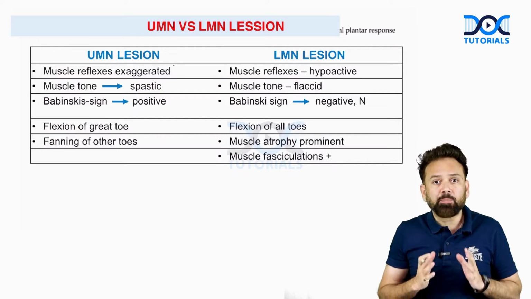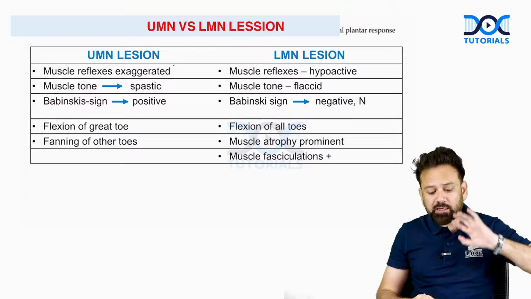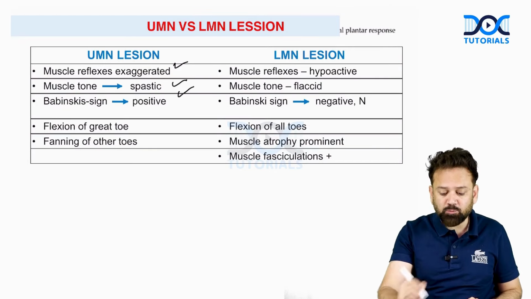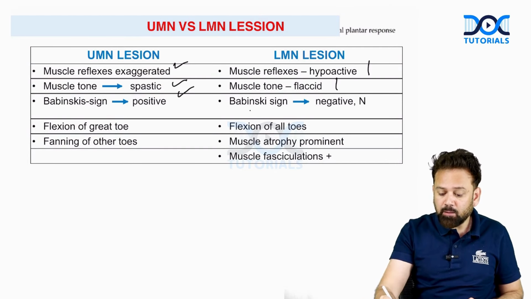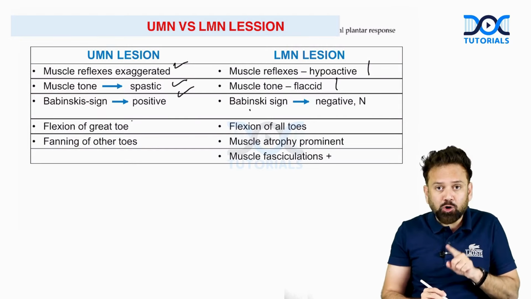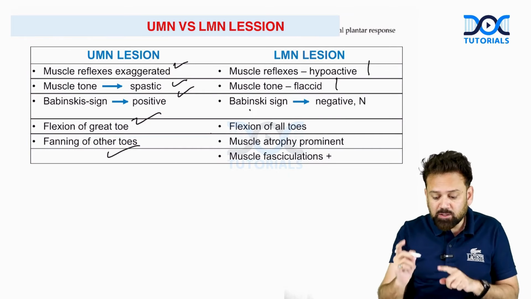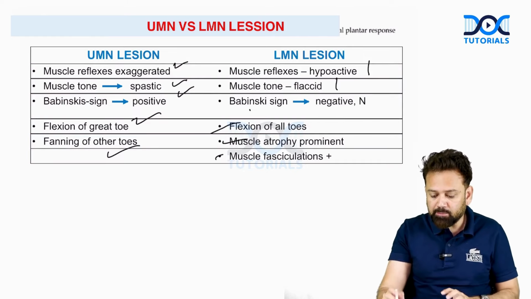Now, difference in the upper and lower motor neuron is that in upper motor neuron lesion, everything is up. Reflexes are exaggerated. Tone is spastic. Babinski sign is positive. In lower, reflexes are hypo, tone is flaccid, Babinski is negative. Now, Babinski positive means what? Flexion of the great toe, fanning of the other toe. Negative means what? Flexion of all the toes, muscle atrophy will be prominent in lower and muscle fasciculation.